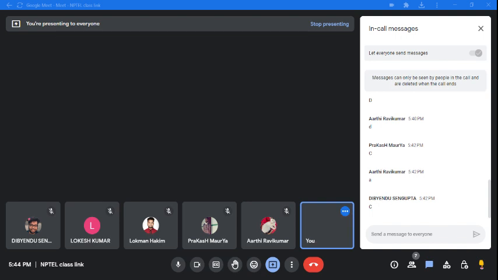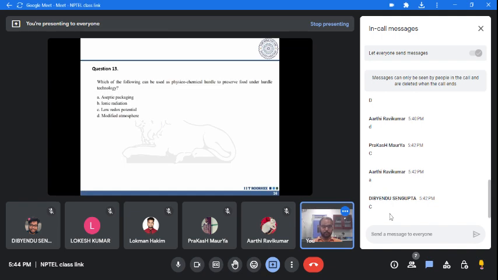Okay, answers. Bindu is saying C, good. Arthi Ravi Kumar is saying A, aseptic packaging. Prakash Maurya is saying C, good. Okay, so aseptic packaging, ionic radiation, and modified atmosphere are all physical hurdle techniques. Modified atmosphere is a packaging technique, so it is physical.